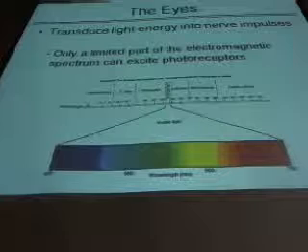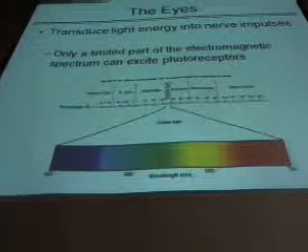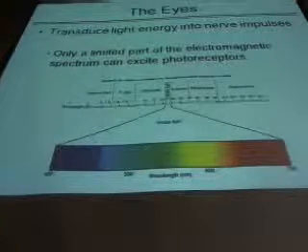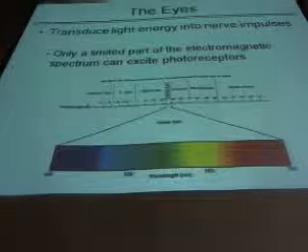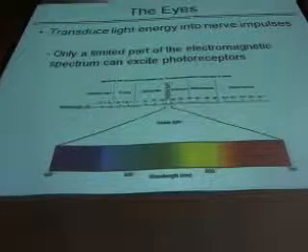So if you have a lens implant for cataracts, they don't filter the same. You see more into the UV range because you don't have that filtering built into that artificial lens.